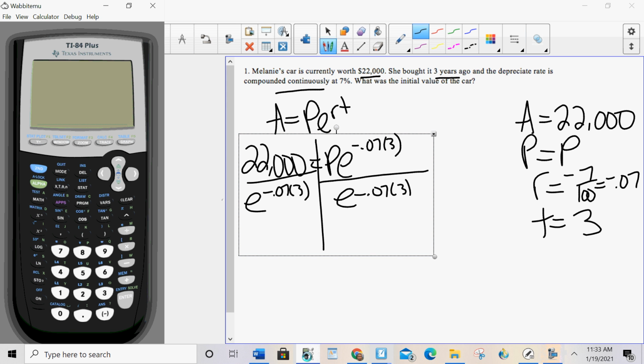I go to my calculator. Alpha y equals enter 22, 1, 2, 3 zeros over e second ln to the negative 0.07 times 3, and I get $27,140. With money, we generally want to round to the nearest cent, so that's 27,140.92.